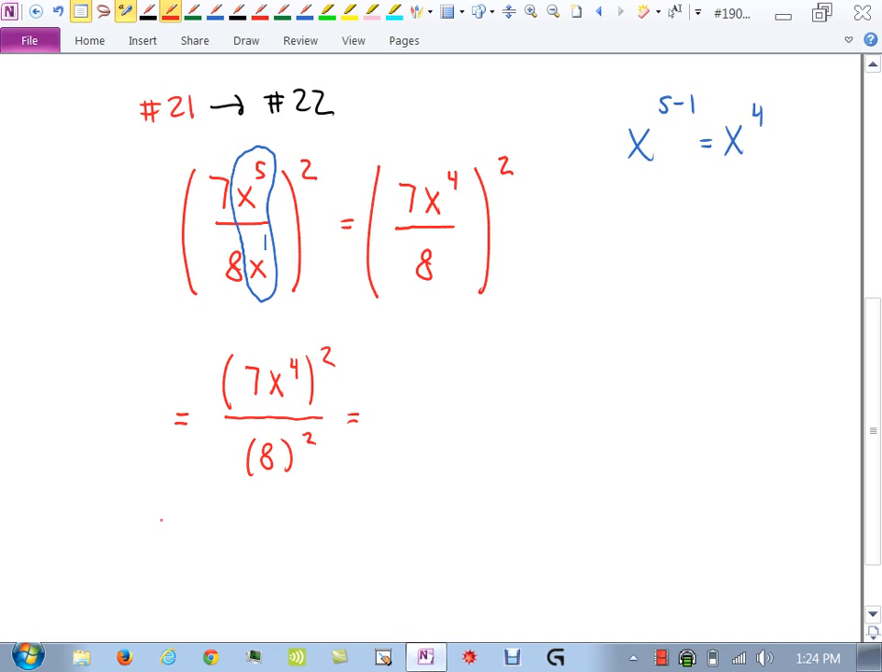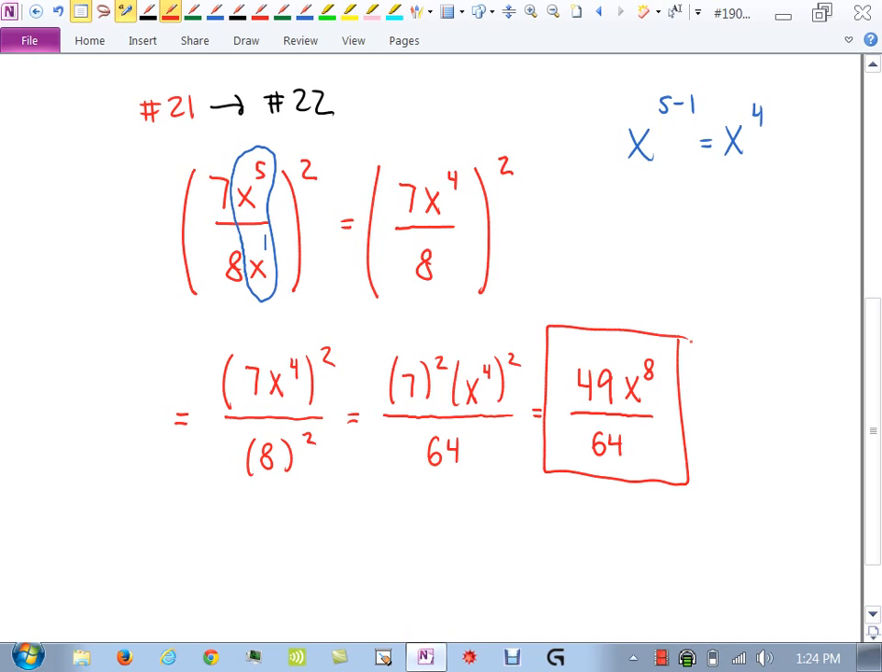How do I square 7x to the 4th? You do 7 squared, and then you do x to the 4th squared. So you square both of them. And on the bottom, 8 squared is 64. So this is kind of like several of our properties in one. 7 squared is 49. X to the 4th to the 2nd, x to the 8th, all over 64. Okay, that's it.